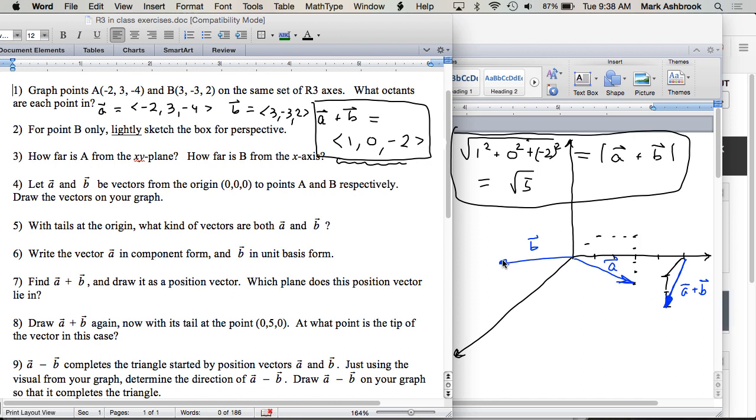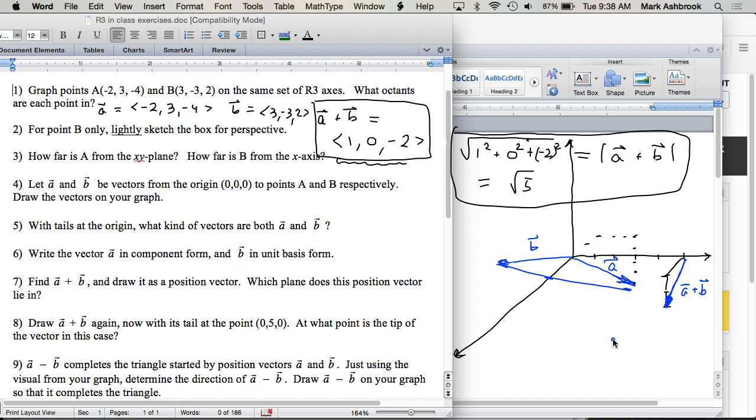So we know that A minus B is the difference between these two. It's a vector that, when you put them tail to tail like that, well, the question is, which way does it point?